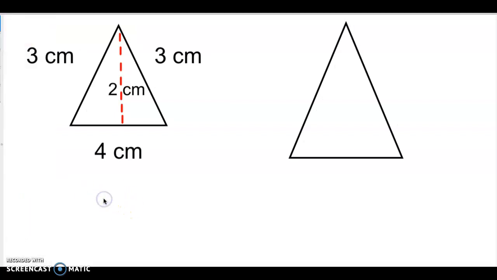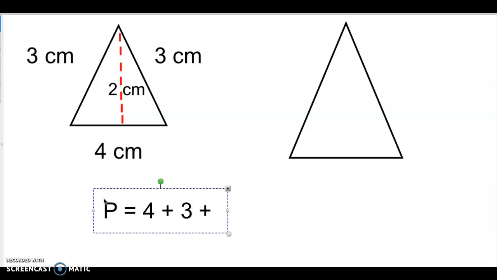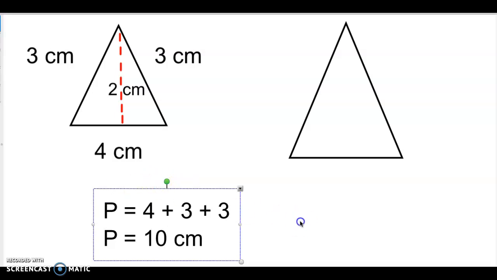Now we're going to talk about perimeter. Perimeter means we add up all the sides. So now I don't need the height anymore. It's 4 plus 3 plus 3. So 4 plus 3 is 7, plus 3 is 10 centimeters.